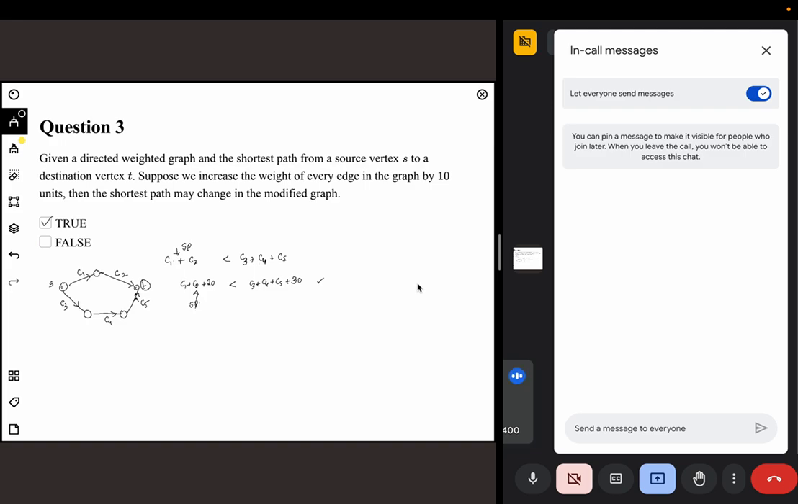So can I construct a case where that doesn't happen? Can we construct a scenario where this particular inequality reverses? So let's say something like this.